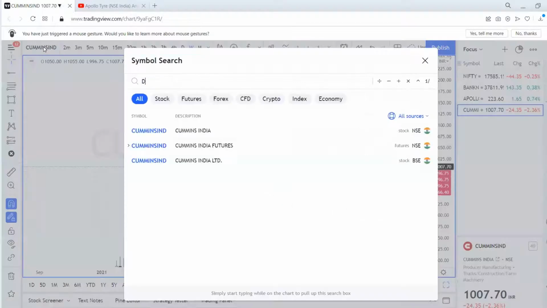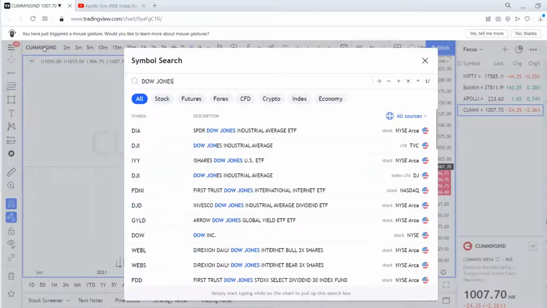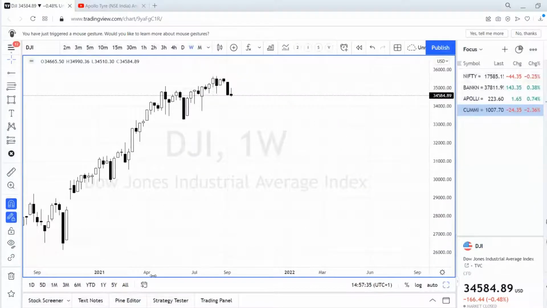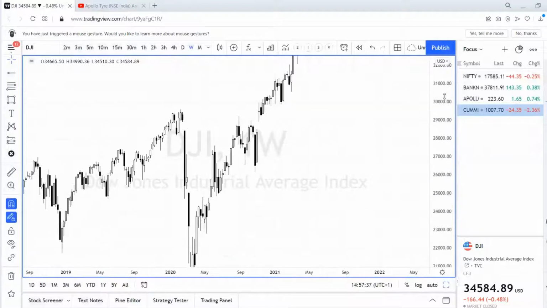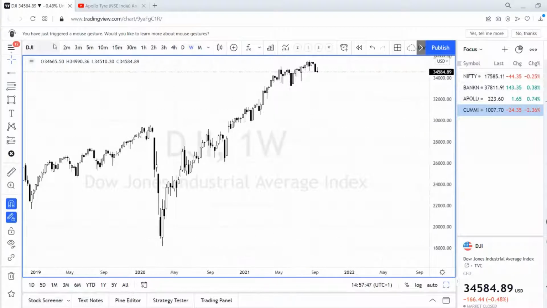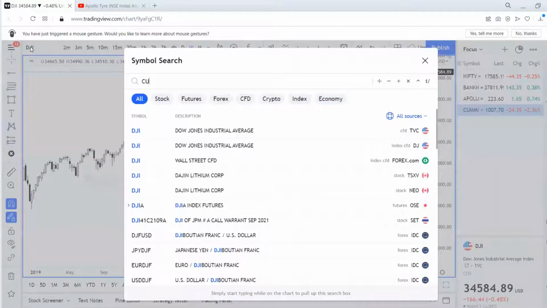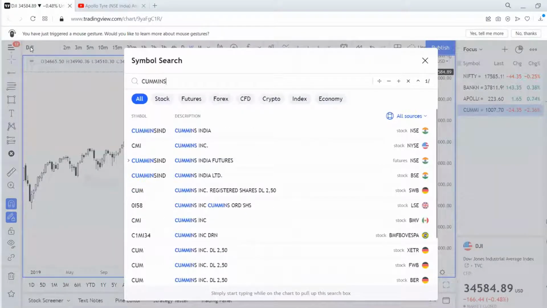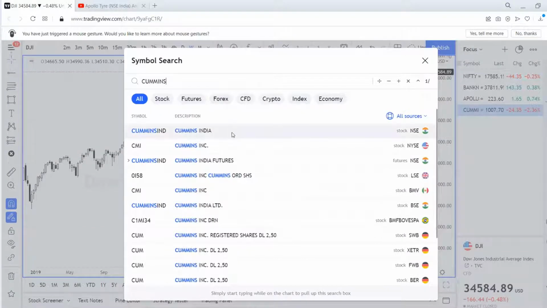Let us see the Dow Jones once, just to show. Yeah, so we can see the Dow Jones on the weekly chart is, wow, quite resembling the Nifty. We can see the move from here to here is a huge impulse from bottom to top, and there is a correction which is expected anytime soon.